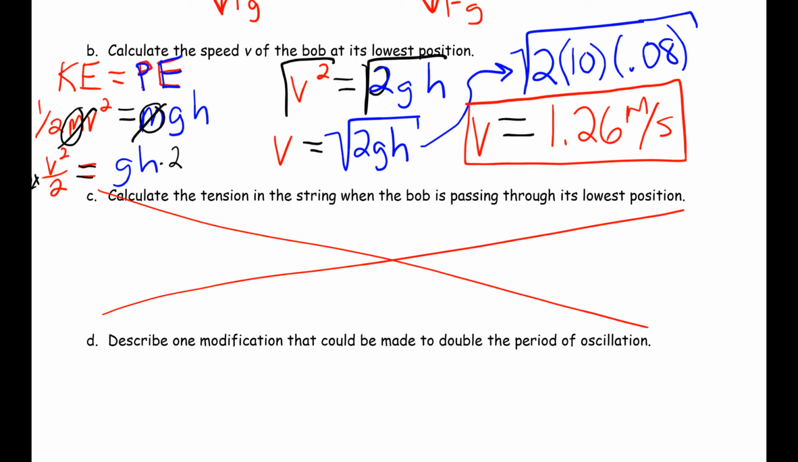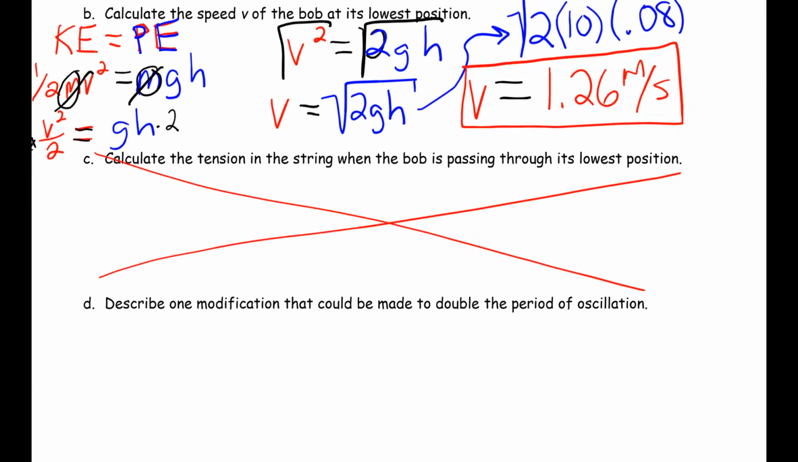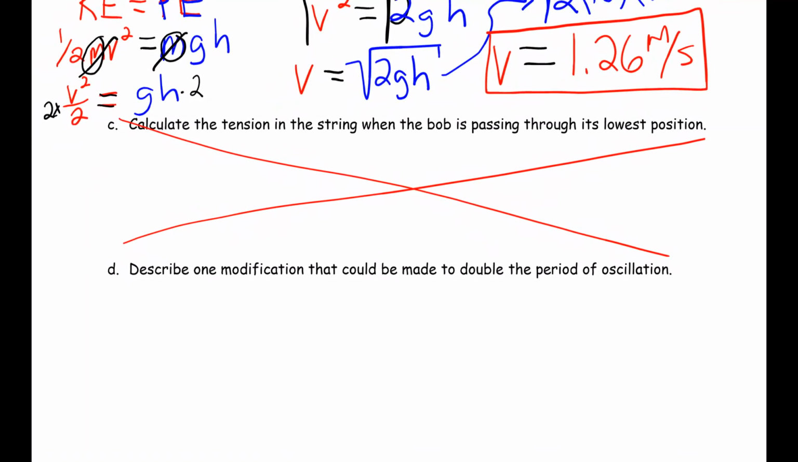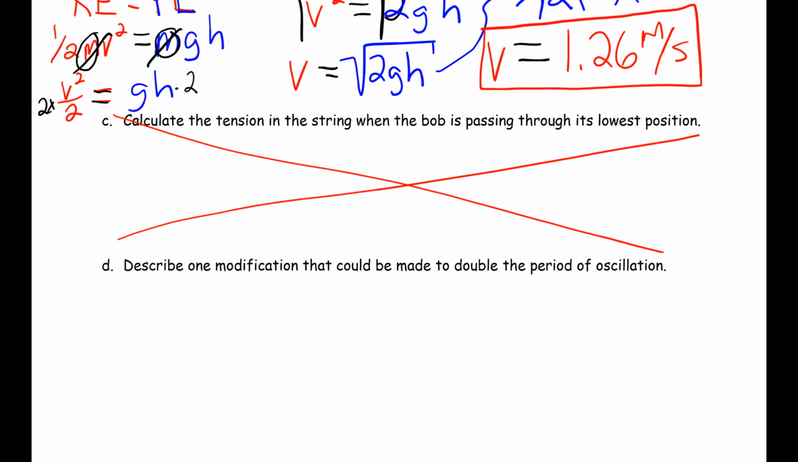And we have our last part, which is describe one modification that could be made to double the period of oscillation. So in order to answer that question, we're going to have to know what the formula is for the period of a pendulum, which happens to be 2 pi times the square root of L over g. Now, that should help guide you, because then what you've got to figure out is we can either change the length or you can change gravity.